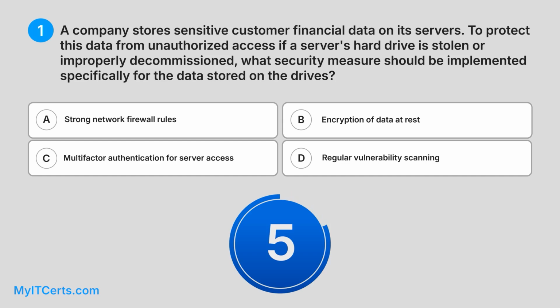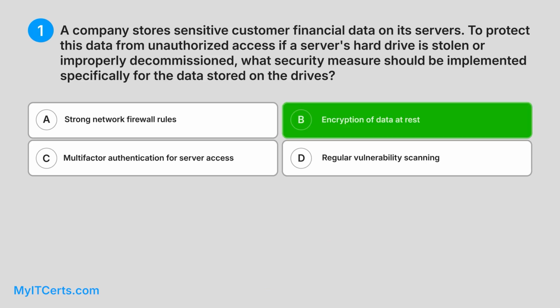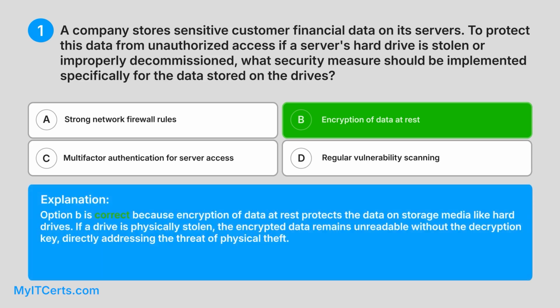Do you know the answer? Correct answer, B. Encryption of data at rest. Explanation. Option B is correct because encryption of data at rest protects the data on storage media like hard drives. If a drive is physically stolen, the encrypted data remains unreadable without the decryption key, directly addressing the threat of physical theft.